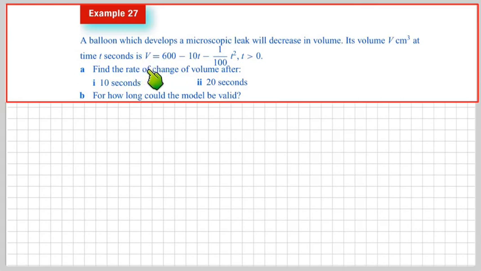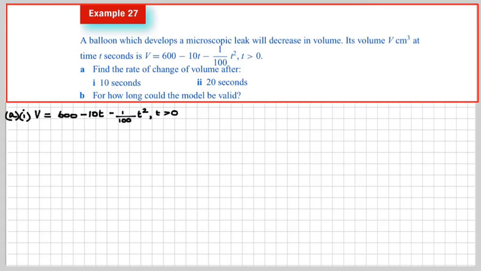That is the instantaneous rate of change of volume. So what's that, guys? That's dV/dt. Then with 10 seconds substituted in, 20 seconds substituted in, and then we have to find out for how long could the model be valid. Well, I suppose that means when V is greater than or equal to 0. Do you think so? Because V can't be negative. How could you have a negative volume? That wouldn't make any sense. Okay? Alright, let's go for it.